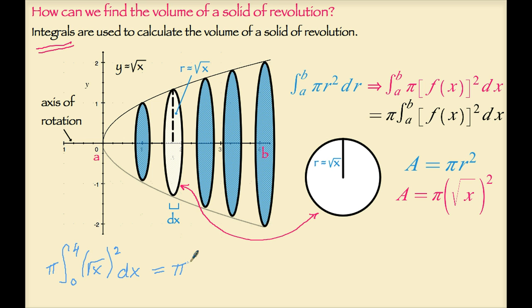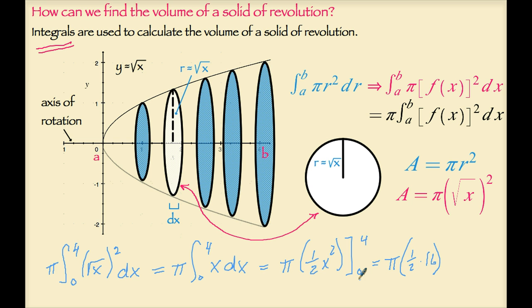Let's simplify this integrand. 0 to 4, this just becomes x dx. Now we integrate pi times 1/2 x squared, evaluated from 0 to 4. This gives me pi times 1/2 times 16. Putting in the lower endpoint of integration does not generate another value, so this becomes 8 pi cubic units. The volume of this solid of revolution, 8 pi cubic units.